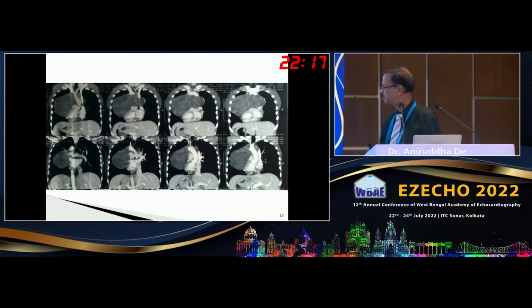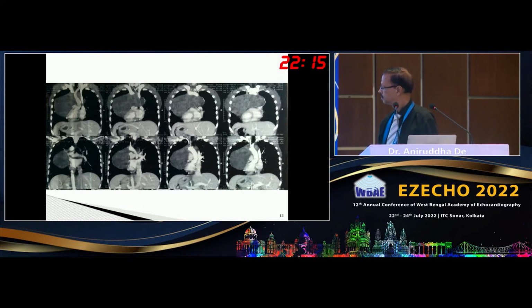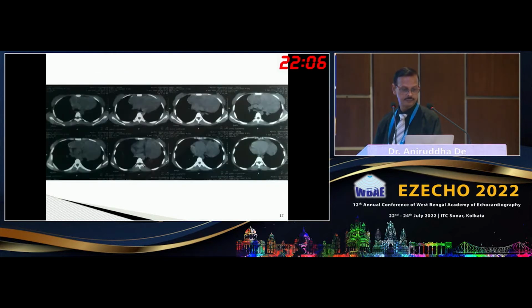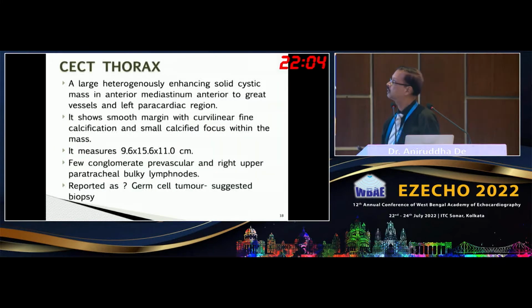So what is the diagnosis from the CT? What could be the diagnosis? Either a thyroid mass or a thymoma. Thyroid mass or thymoma. This is your diagnosis. The CT reported a large heterogeneously enhancing solid cystic mass in the anterior mediastinum, anterior to the great vessels and to the left. It shows smooth margin with curvilinear fine calcification and most calcified focus within the mass. This is the measurement, and they reported it as query germ cell tumor, suggested biopsy.